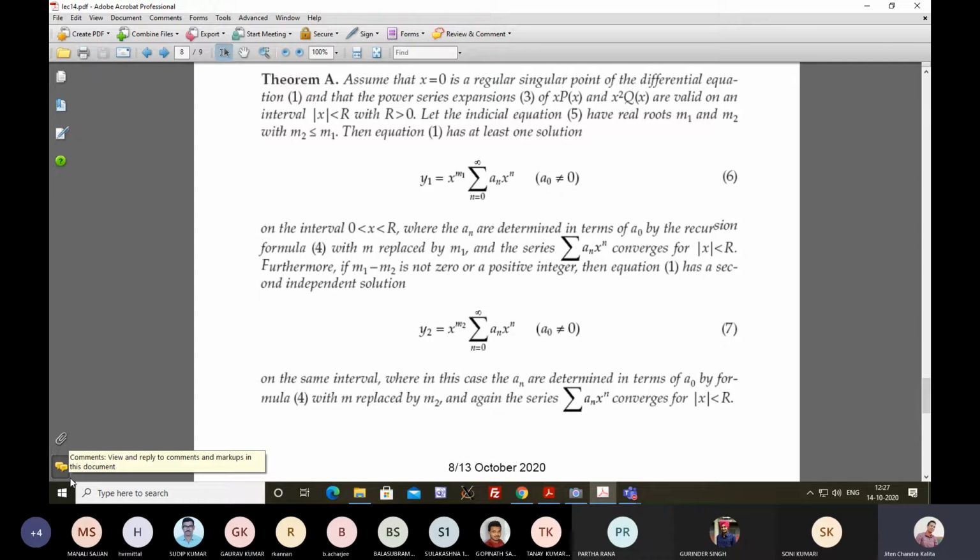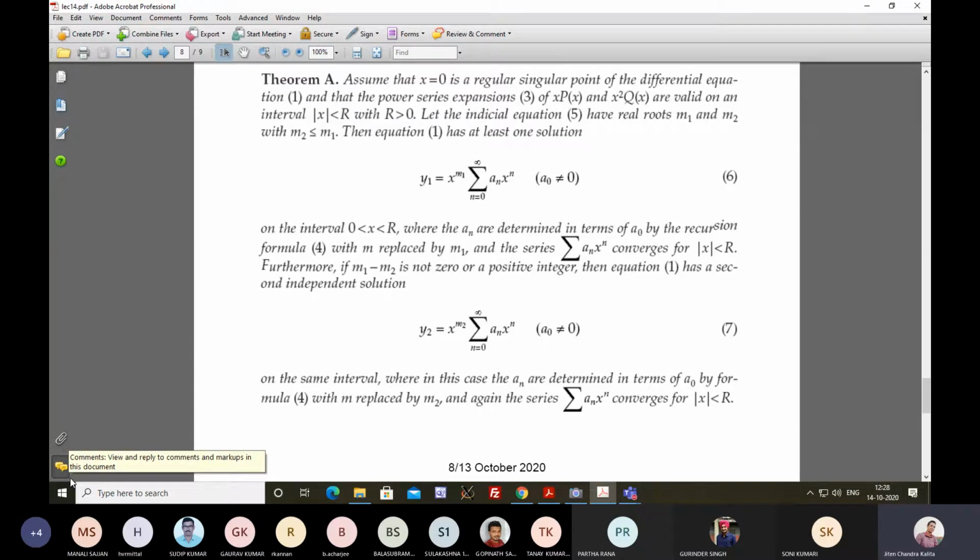You already know it. And that in the power series expressions 3, x p(x) and x squared q(x) are nothing but, you already know, sum of p_n x to the power n and q_n x to the power n, and they are valid on an interval mod x strictly less than r, which r greater than 0. And again, if the indicial equation, you already know what it is going to be, has roots m1 and m2, with m2 less than or equal to m1, then the given differential equation has at least one solution of the form 6.